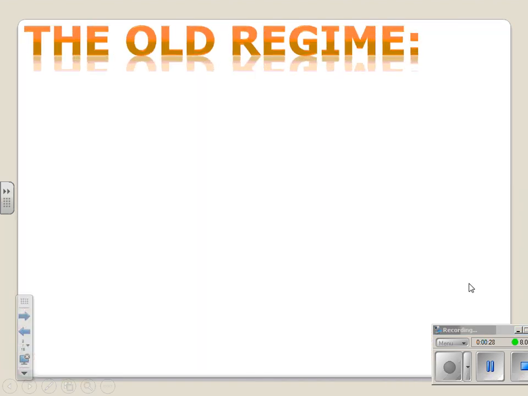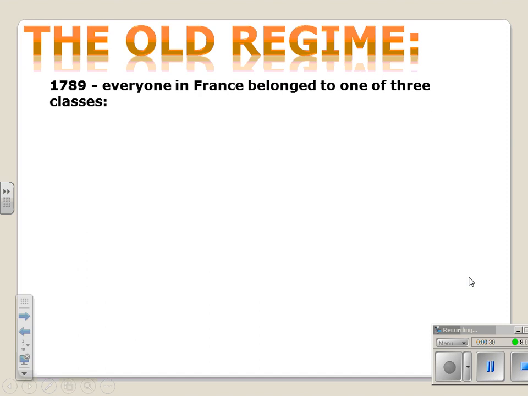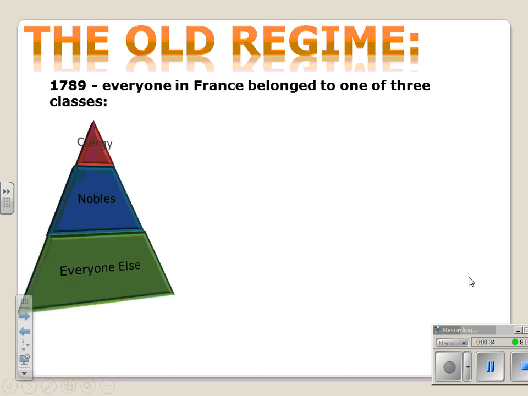So we're not at the French Revolution just yet. I want to give you a little bit of background. As we head into the French Revolution, you have to understand that everybody in France fit into one of these three categories. Does this look familiar? Well, if you guessed feudalism, you'd be correct. It's not exactly the same, but it looks similar to the feudal pyramid.